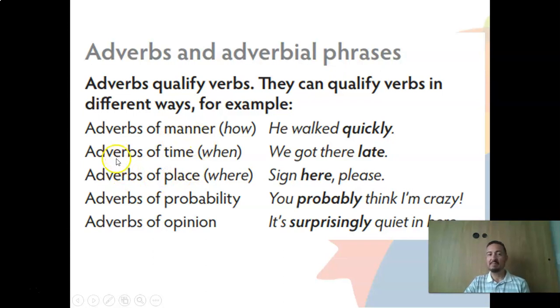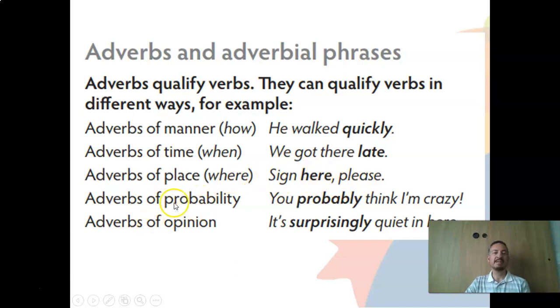Sometimes the adverbs can be adverbs of time, which answer the question, when? He got there late. When did he get there? He got there late. So it qualifies the verb get or got, answering the question, when. The adverbs can be adverbs of place, which answer the question, where. Sign here, please. Sign where? Here. Here is an adverb of place.